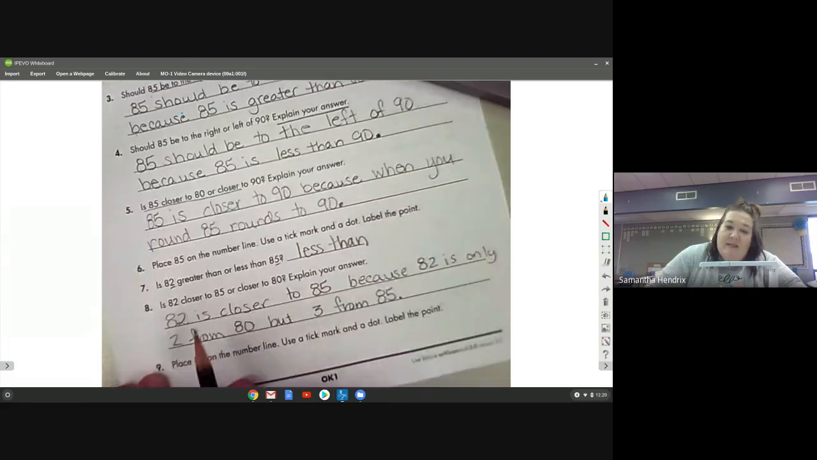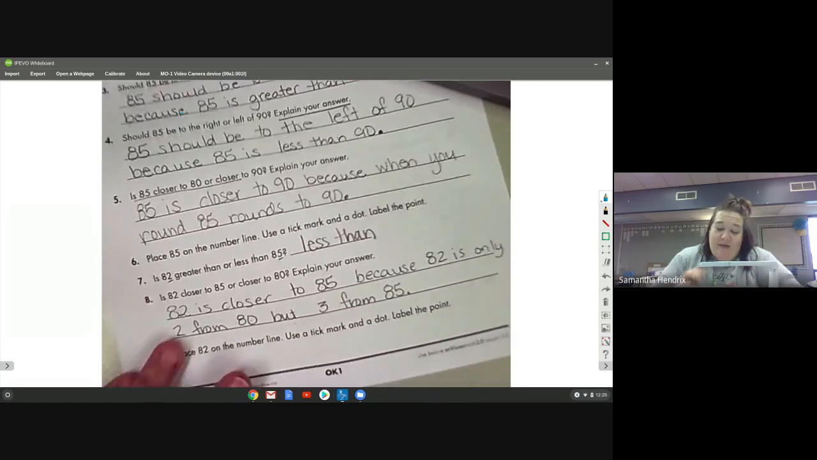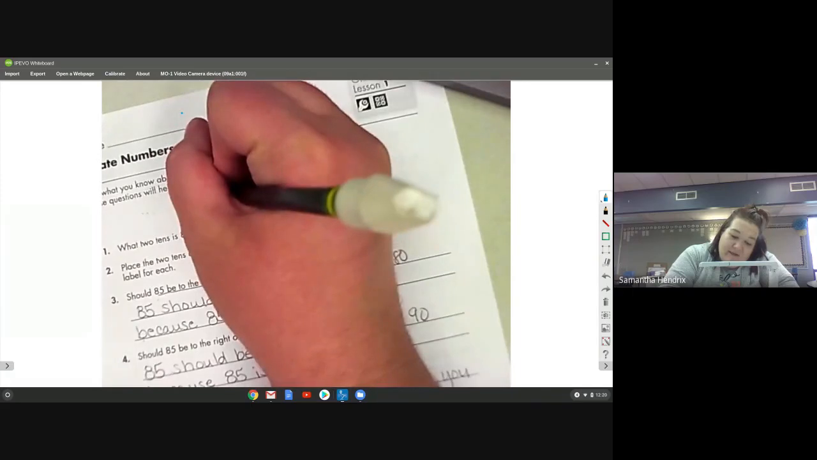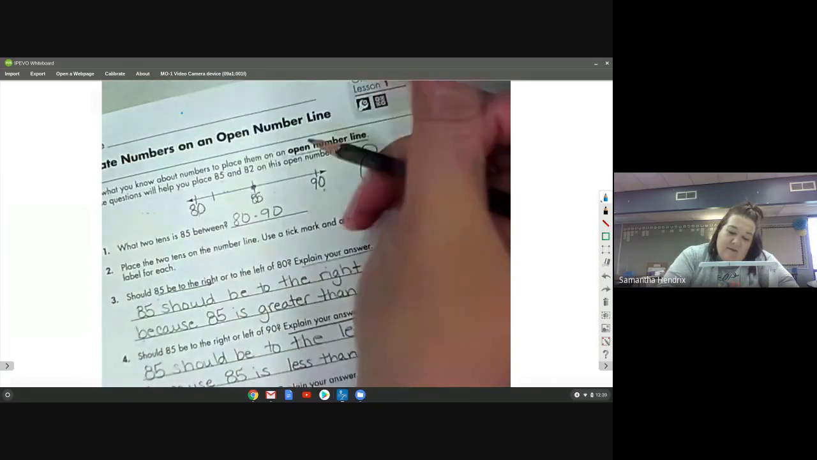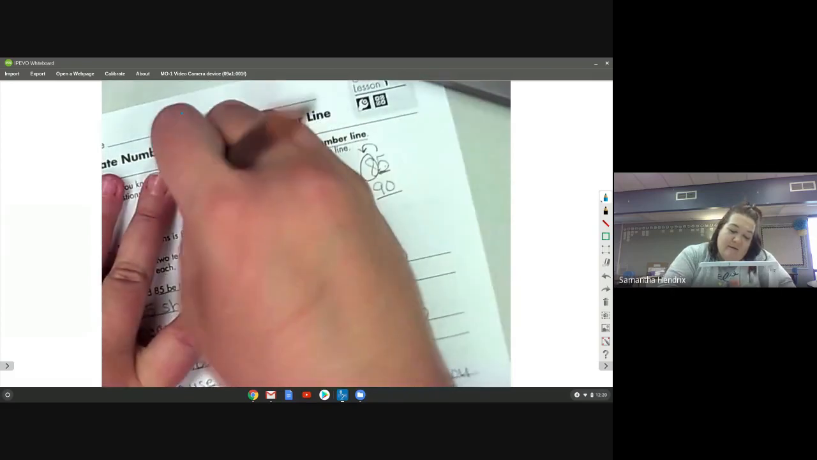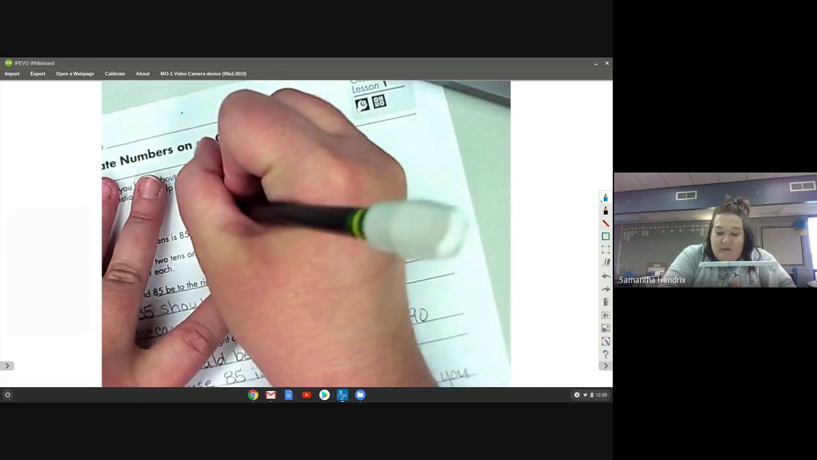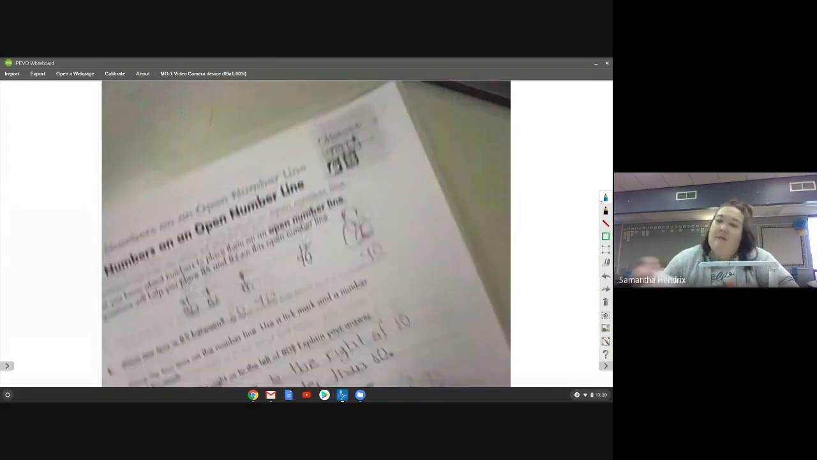Okay. 82 is closer to 85 because 82 is only 2 from 80, but 3 from 85. Okay? So now it says place 82 on the number line. So that's going to be about right there. Move it over just a little. Okay? Flip it over.